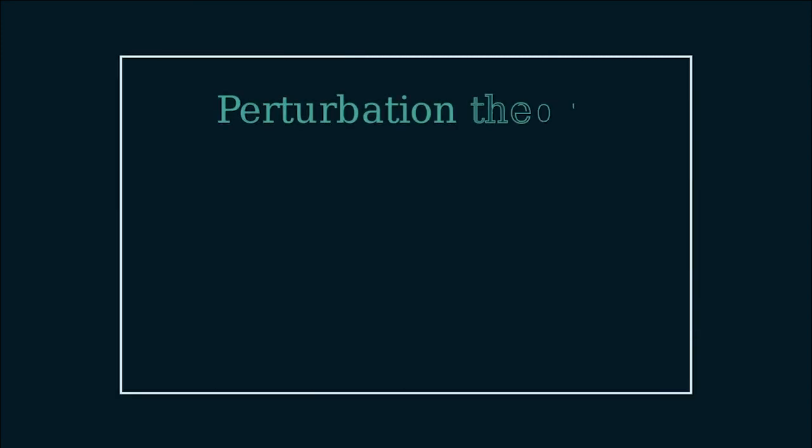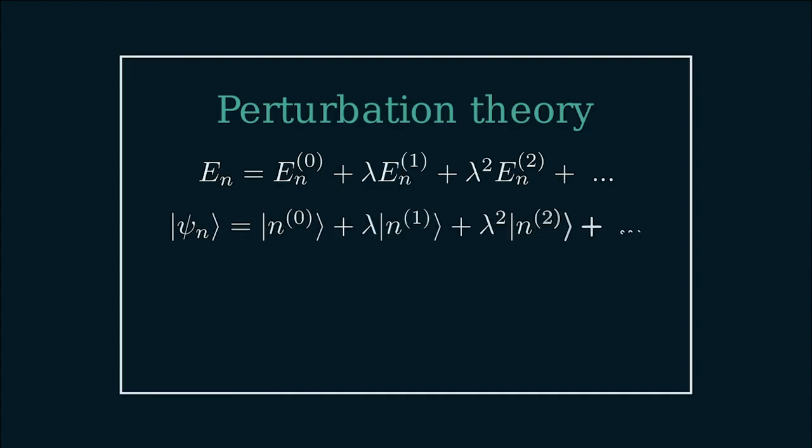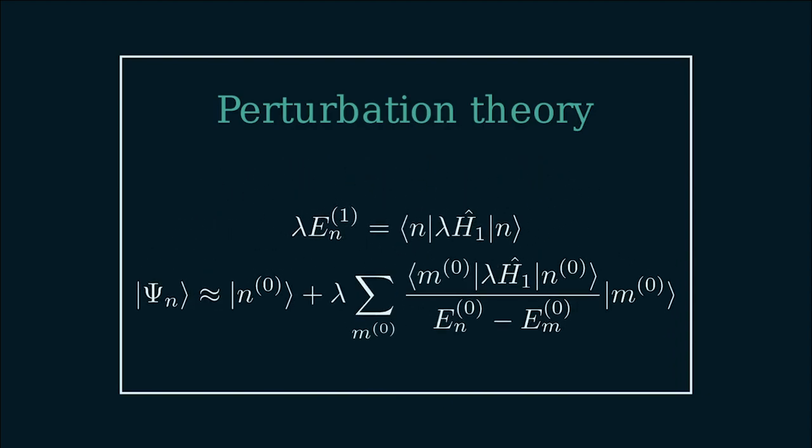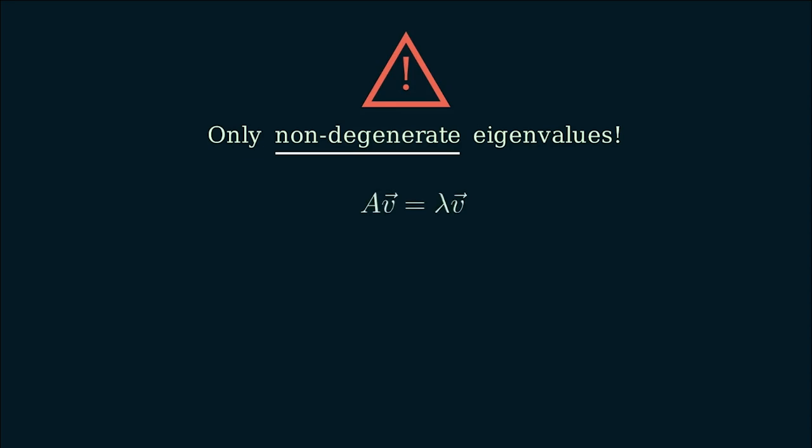Approximation methods are extremely important in quantum physics. In the previous video, we looked at perturbation theory, which gives us a method to find approximate solutions to problems that deviate only slightly from an exactly solvable system. However, in that video, we made one simplifying assumption. We assume that the eigenvalues are non-degenerate. Again, the term non-degenerate means that there exists one and only one eigenvector for an eigenvalue.